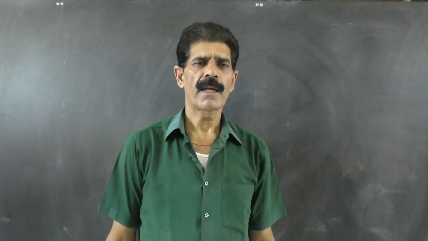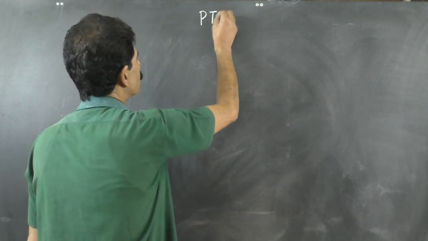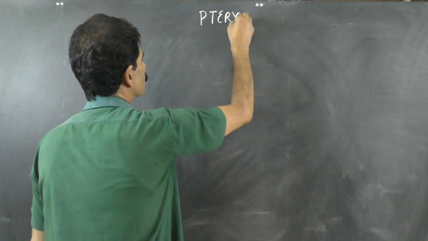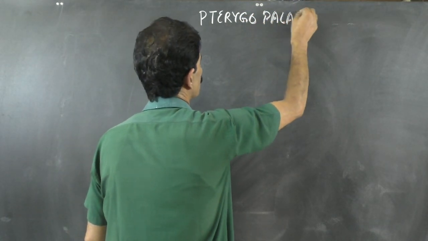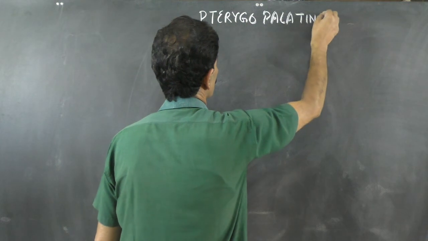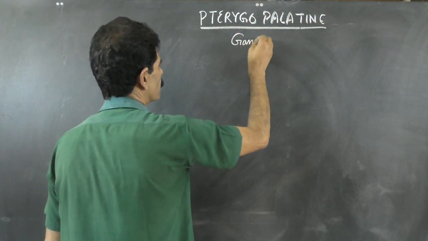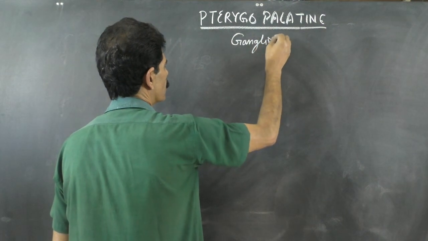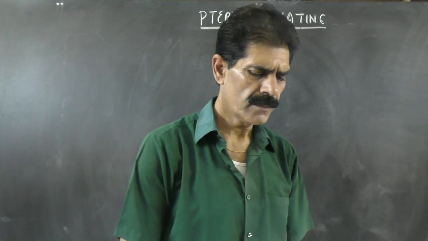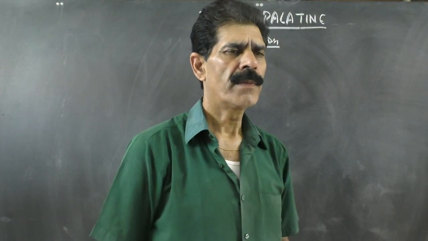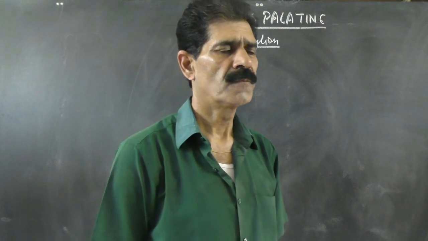So today we will do the Pterygopalatine fossa, or Pterygopalatine Ganglion. So it is a peripheral parasympathetic ganglion. It is made for the lacrimal gland or the tear gland nerve supply.